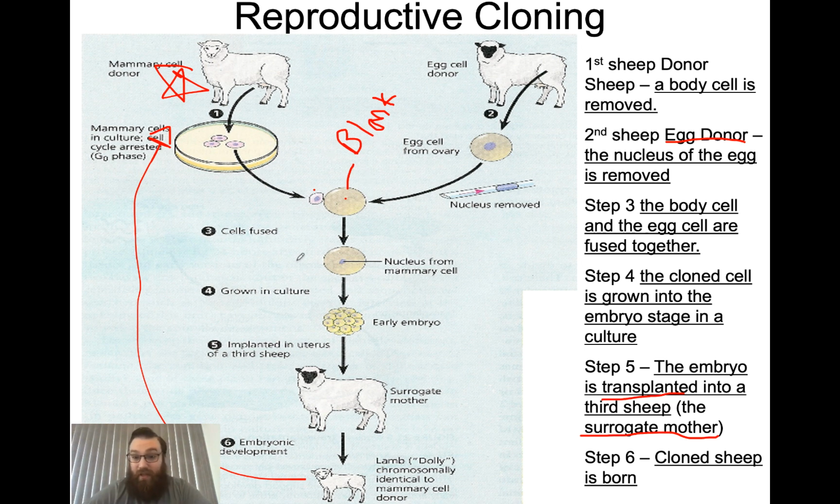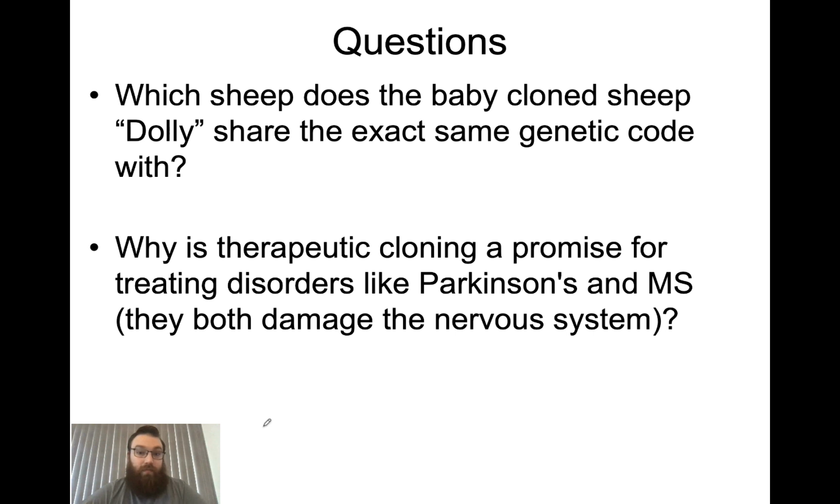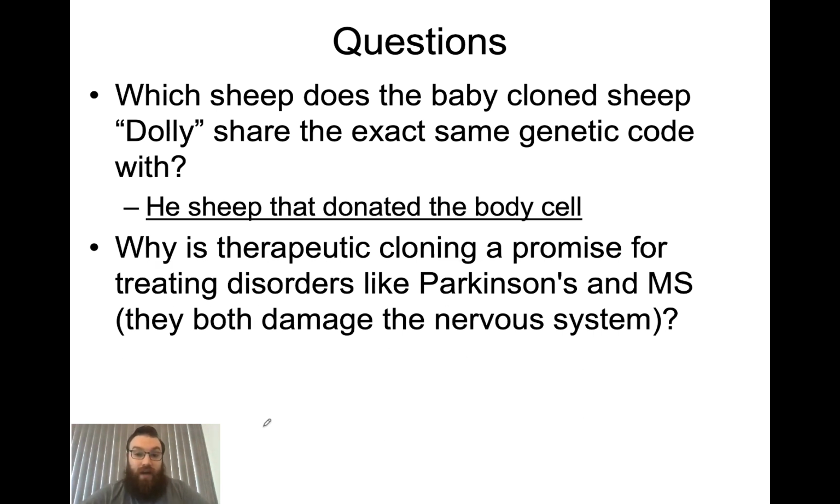So when you put something into a blank cell, it's going to use the genetic material from the nucleus of the donated cell. It's kind of like a photocopy, except you need 3 components to it. So, looking at some questions, which sheep does the baby cloned sheep Dolly share the exact same genetic code with? Well, like we said, it was the donor of the body cell, because the body cell has the complete genome that's going into the blank egg.